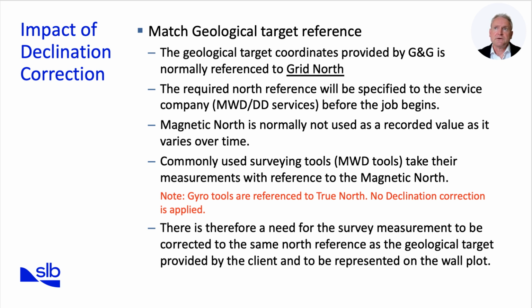The practical workflow is this. If your tool references magnetic north, you must correct it to true north by applying the declination, and then, if necessary, adjust further to grid north by applying convergence. Only then can you plot your well path consistently against the geological target. This chain of corrections ensures all datasets speak the same language. Remember, survey companies apply these corrections as standard practice, but as the operator, you must understand the principles to verify accuracy and ensure targets are being hit.